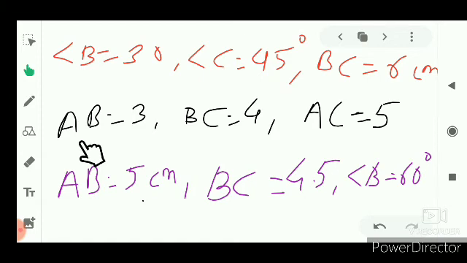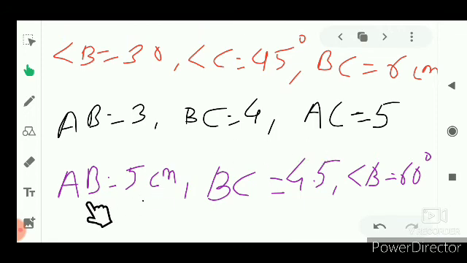Okay, the second question is, in the triangle ABC the side AB is given as 3 cm, side BC is 4 cm and side AC is 5 cm. Here all the 3 sides of a triangle are given to you and you have to draw the triangle ABC.